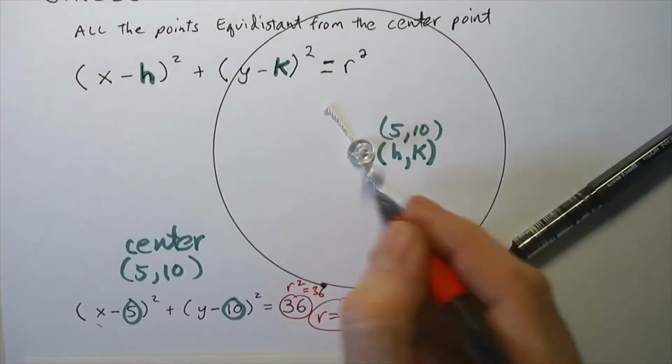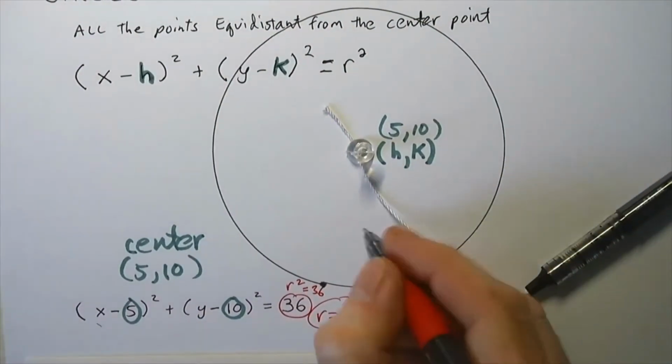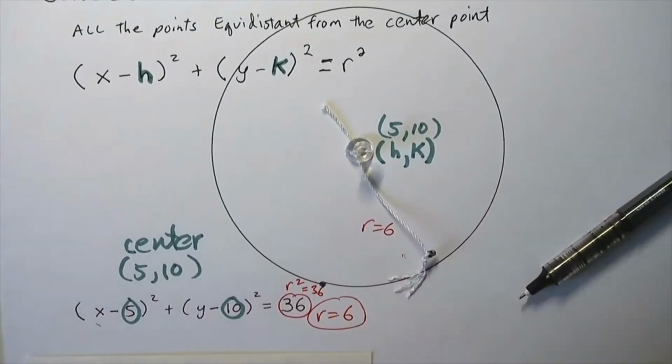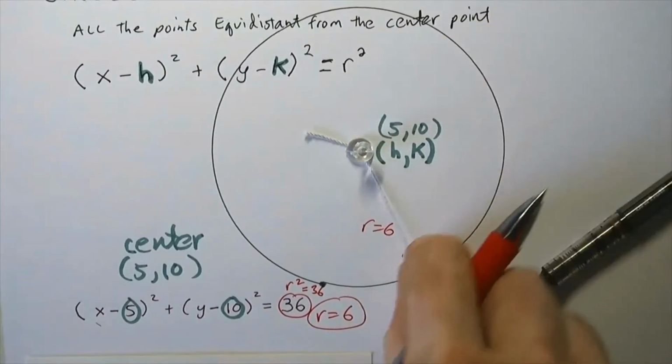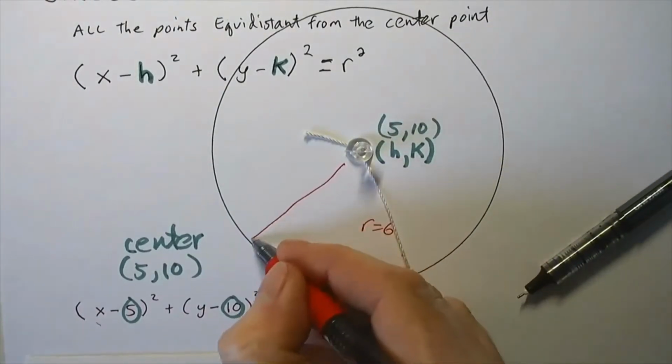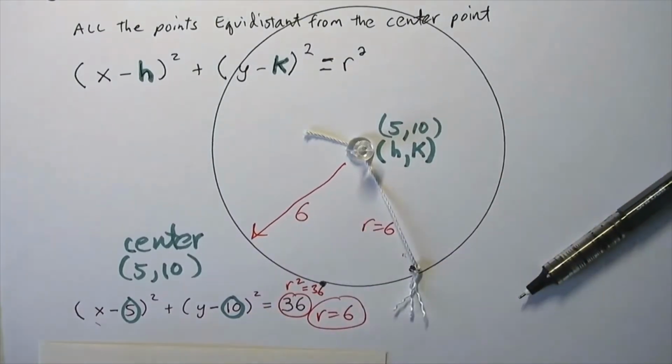So in other words, the string length, my string here, at a radius of 6, no matter where I put my string, it's all 6 away. Every point is a distance of 6 away. That's the circle. We did this in the past. So let's go on to the ellipse.